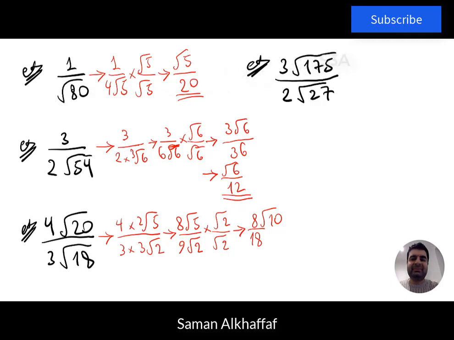Now we can simplify this to be 4 over 9, if we divide them by 2, and we'll have root 10. And this will be our final answer.